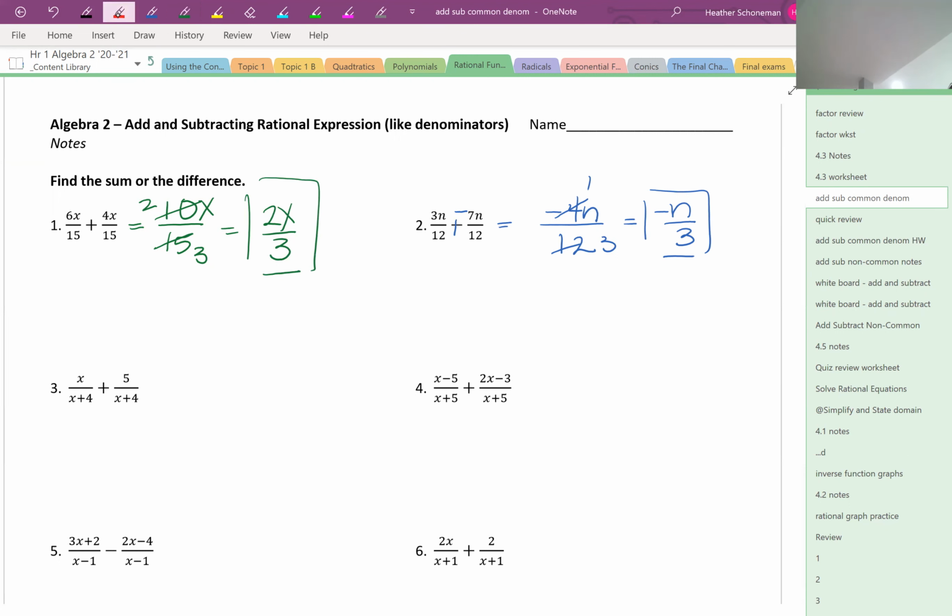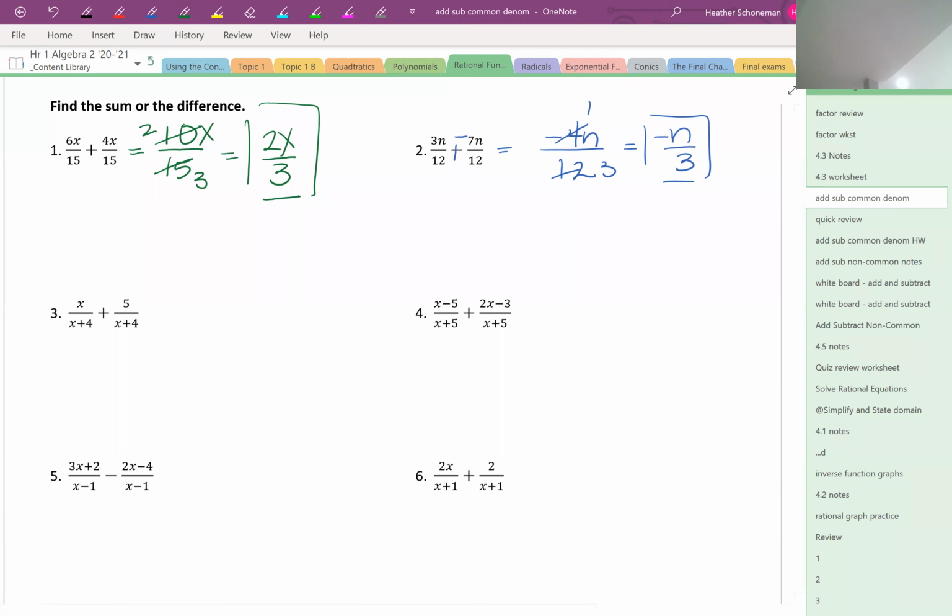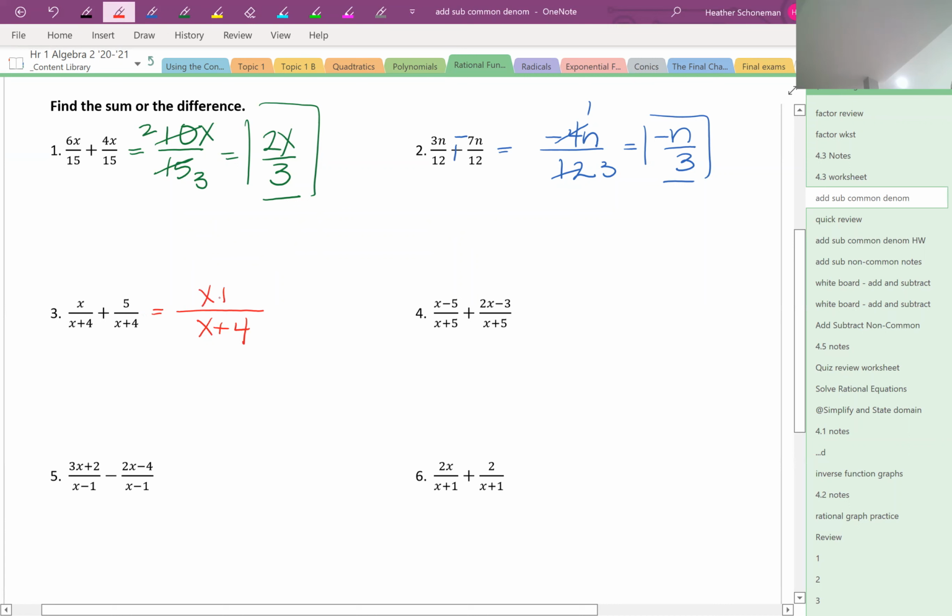Okay, let's see what happens on number 3. The denominator this time is x plus 4, but since it's the same, just like the ones above, we're going to keep the same denominator, and now we're going to add the numerators. But x and 5 are not like terms, so we can't combine them. We just write x plus 5. Now, because these have pluses and minuses, before we could simplify, we need to factor. But neither one of these factor, and they're not matching groups, so they're not going to cancel out. That's just our final answer.